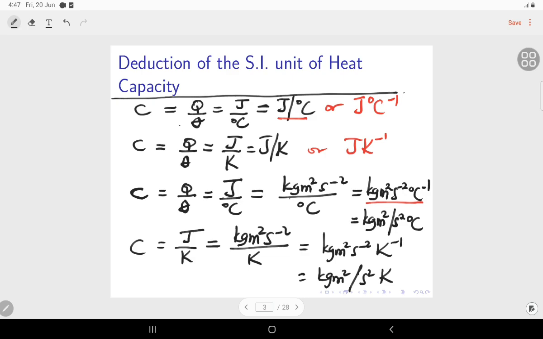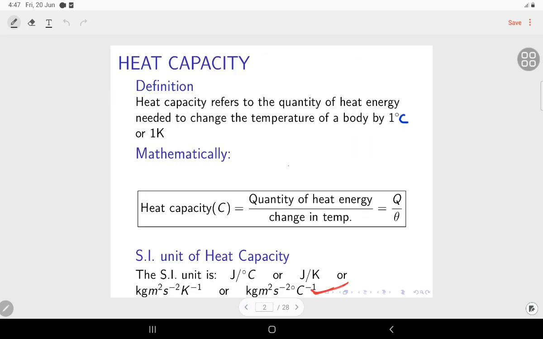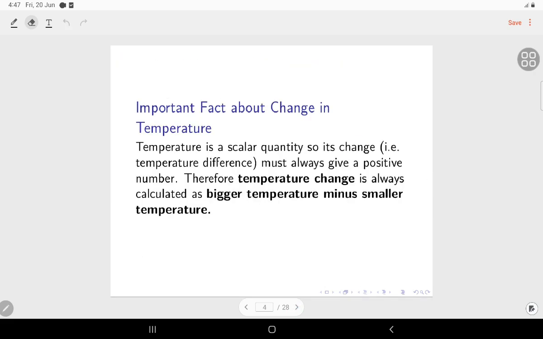So I hope you get it now. That is why we are saying any of this, we've landed at this. So any of this gives you the SI unit of heat capacity. But in calculation, usually the one they like using is this one. But don't forget that we can also express the units in the way I have shown you. Thank you. Let's move on.